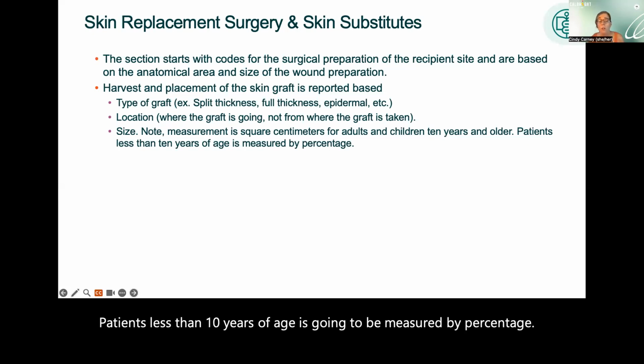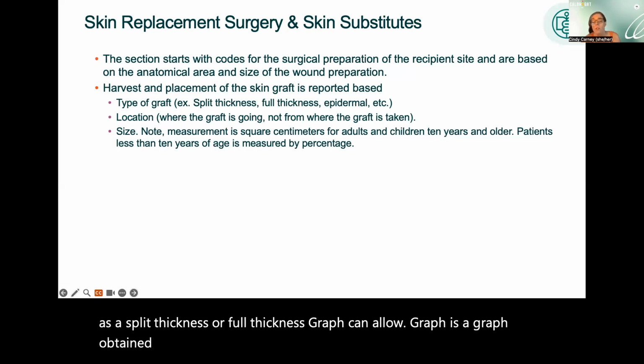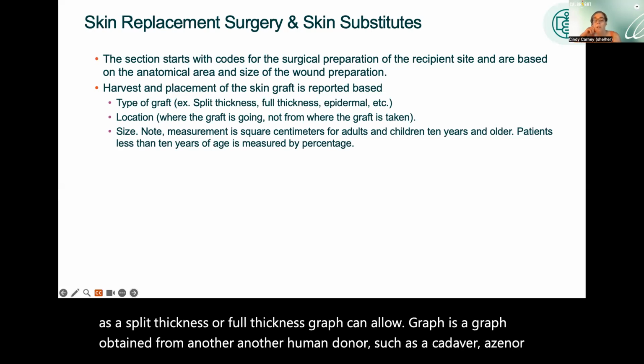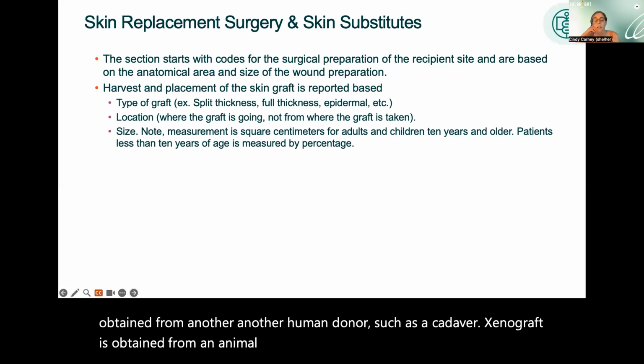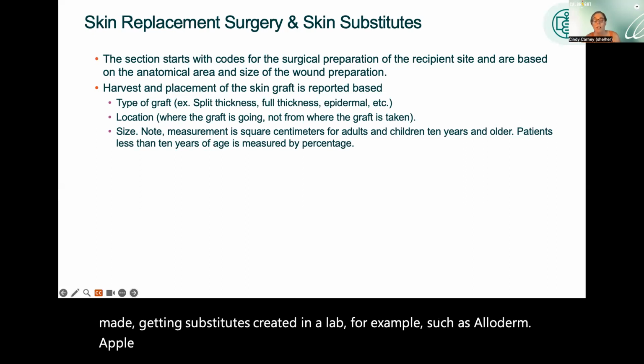A tip, an autograft is a graft obtained from the patient, such as a split thickness or full thickness graft. An allograft is a graft obtained from another human donor, such as a cadaver. A xenograft is obtained from an animal, such as a pig, and your cultured tissue is man-made skin substitutes created in a lab. For example, such as Alloderm, Apligraf, and Integra.